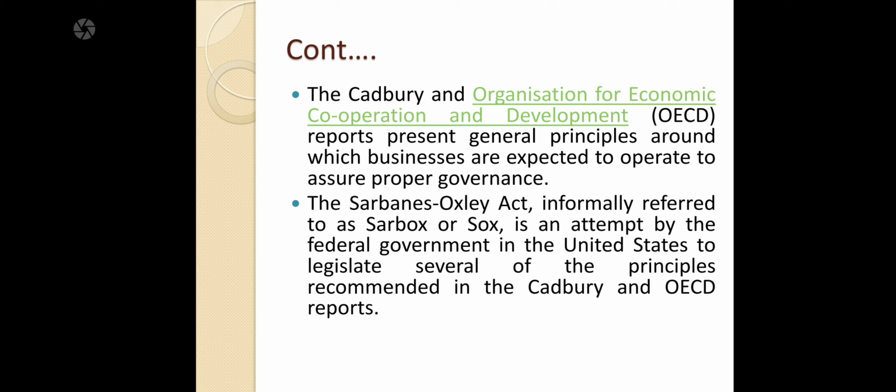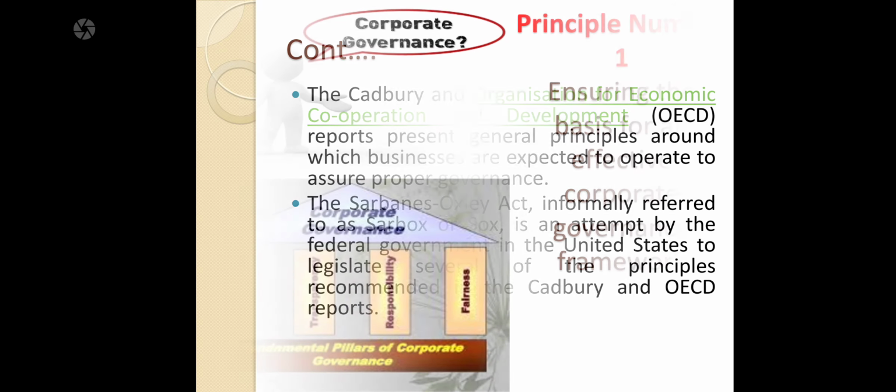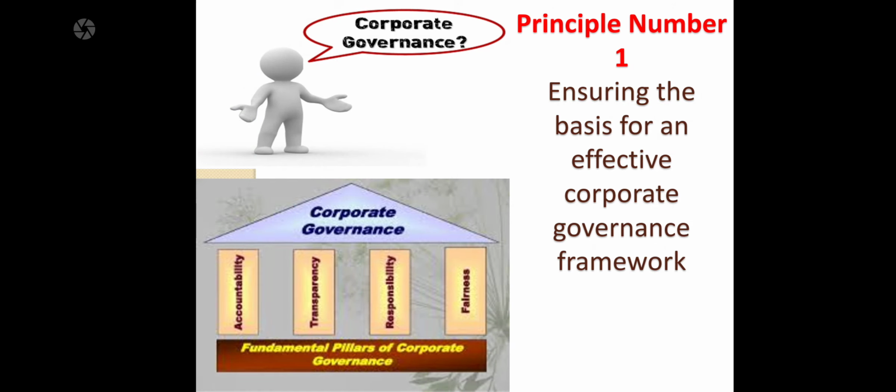Basically, the Cadbury and OECD reports present the general principles around which businesses are expected to operate to assure proper governance, meaning how we should maintain good governance while operating a business. And the Sarbanes-Oxley Act refers to the attempt by the federal government, the US legislative council, regarding the recommendations or principles followed by the Cadbury and OECD reports. So we'll go through what the OECD has talked about. The OECD, the Organization for Economic Cooperation and Development, has focused on the point that if you want good governance systems, they have set some principles. So we'll go through the principles they have laid out.